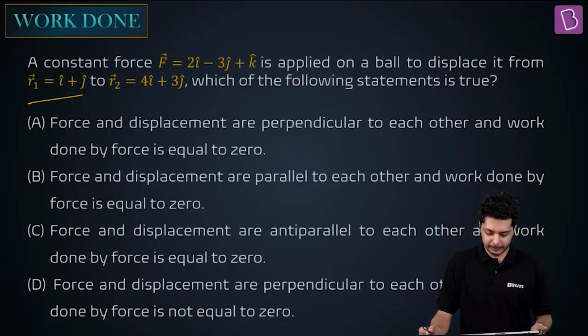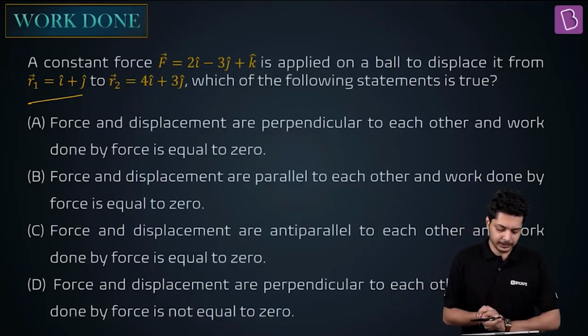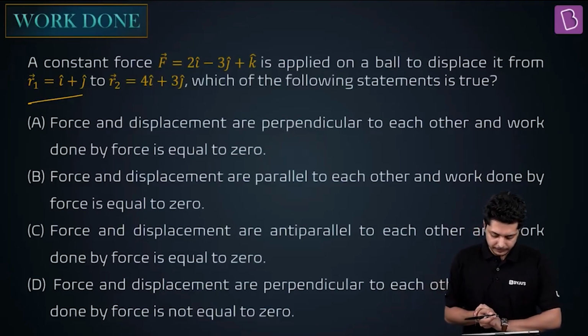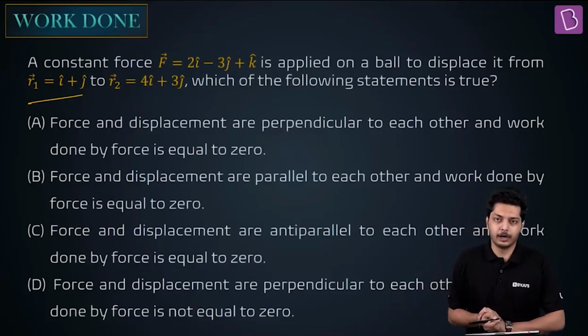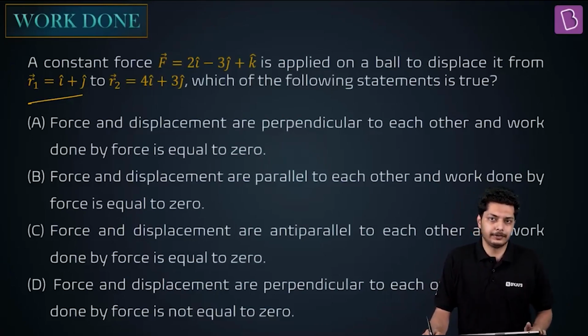Force and displacement are perpendicular to each other and work done by force is equal to 0. Force displacement are parallel and work done is 0. Force and displacement are anti-parallel to each other and work done is 0. Force and displacement are perpendicular to each other and work done by force is not equal to 0. So basically these are the four options, and according to the data given in the question, we have to tick mark the correct one.